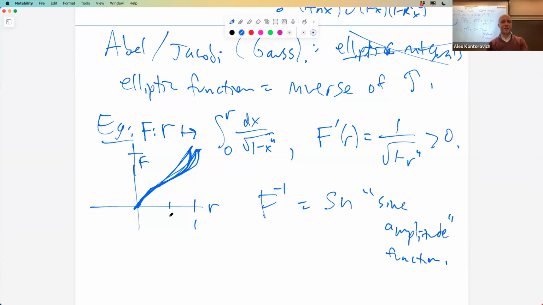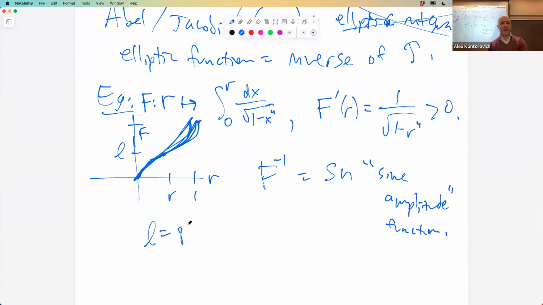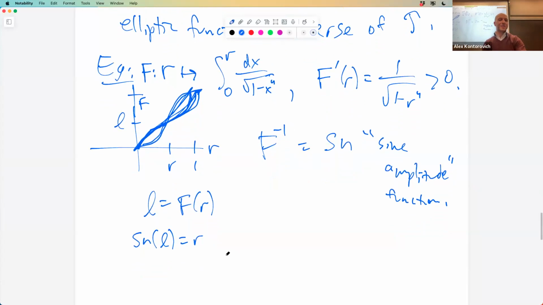Okay, so if we call this R and we call this, I don't know, how about L for length? If L is equal to F of R, then sn of L is equal to R. So that's this inverse function, which is just you take the original and you flip it over the x equals y 45-degree line, right? And these functions are easy to understand because you know the derivative. What's the derivative of sn?